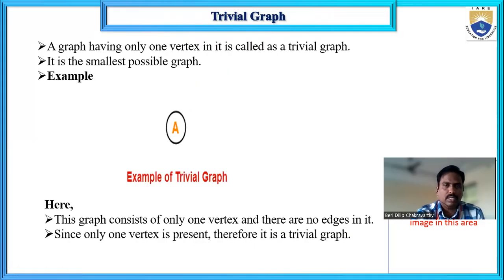Then trivial graph. We call it a trivial graph when the graph has only one vertex. If you observe, the graph consists of only one vertex. So we'll call it a trivial graph. It is the smallest possible graph. We'll be drawing only one vertex or one node, and there are no more vertices in the graph. This graph consists of only one vertex and there are no edges in it. Since only one vertex is present, it is a trivial graph.